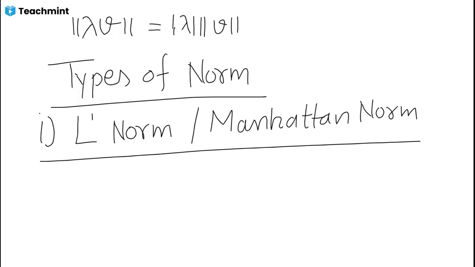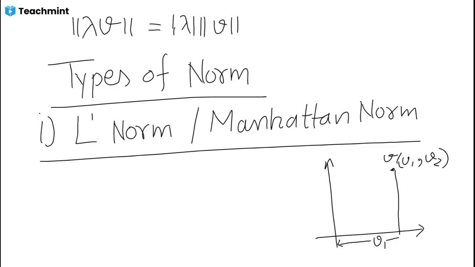So L1 norm, if we denote a vector in 2D, usually we denote it this way. We have a vector u, like v having components v1 and v2. Then how can we find it? So L1 norm will be just this distance, this is v1, and add this distance, this is v2.